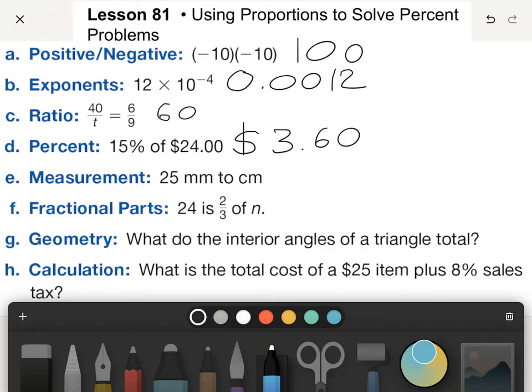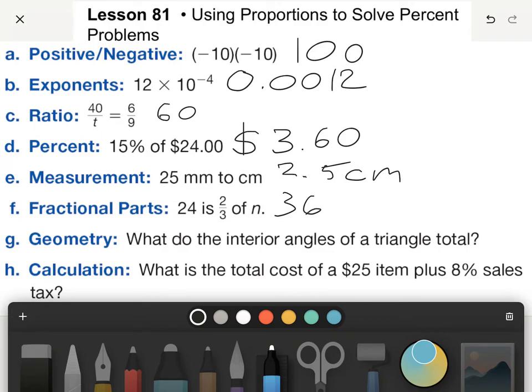And metric conversions. So there are 10 millimeters in a centimeter. So 20 millimeters would be 2 centimeters. And then 5 tenths. I just realized half double applies for me. Yeah, that's what I did. Okay, then 24 is 2/3 of what? So 1/3 in that equation would be 12. So 3/3 would be 36.